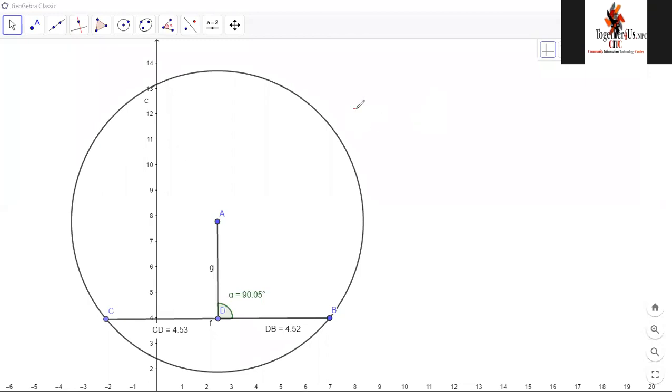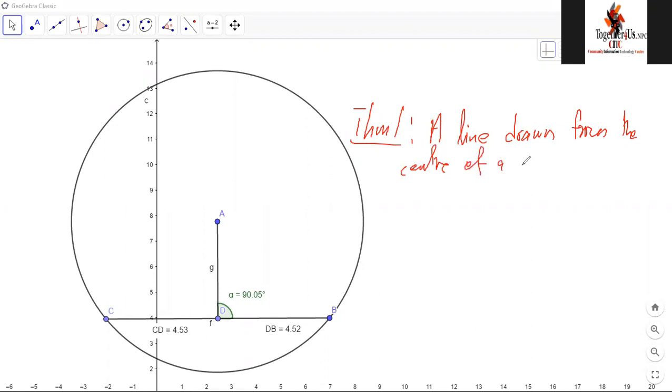okay, so let's call this theorem 1. A line drawn from the center of a circle, of course, perpendicular to a chord. Now, I'm a mathematician, I'll be very lazy, so this means perpendicular to a chord. The result is that it bisects the chord.